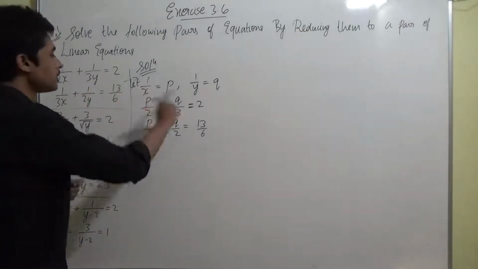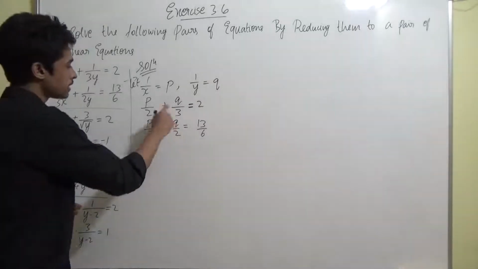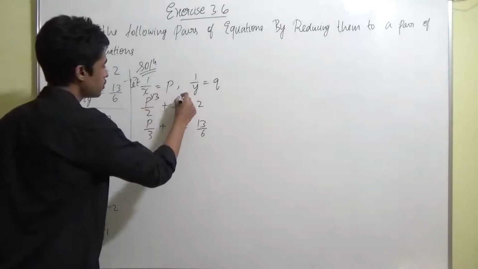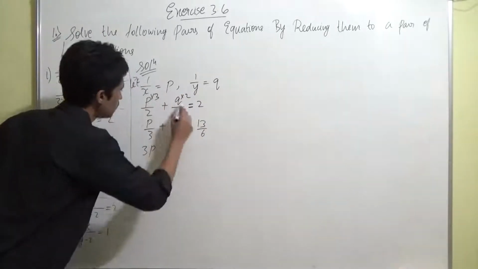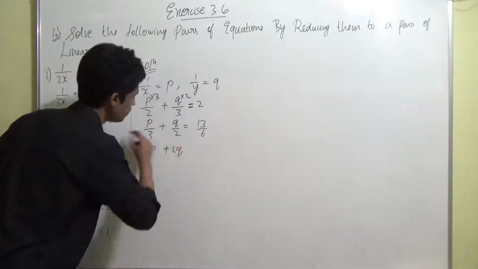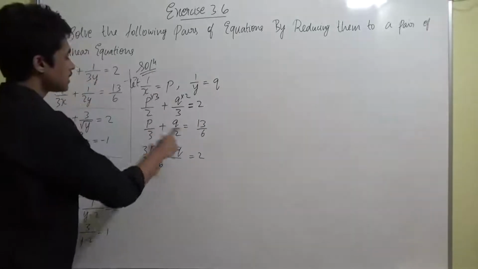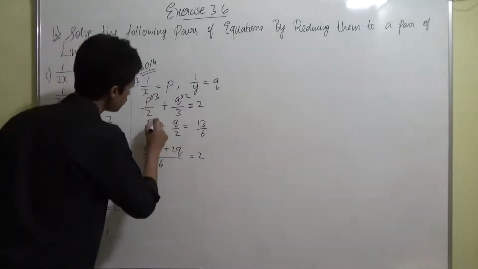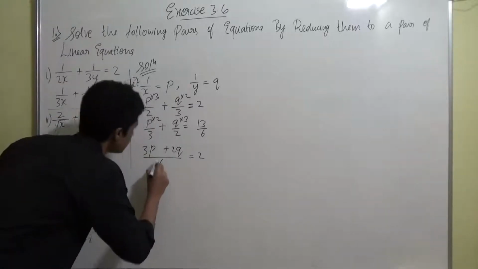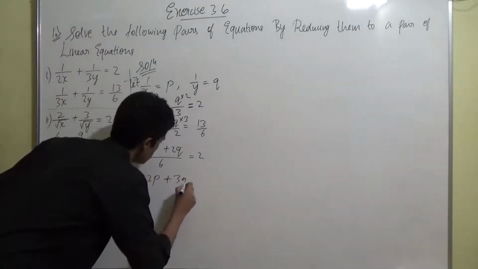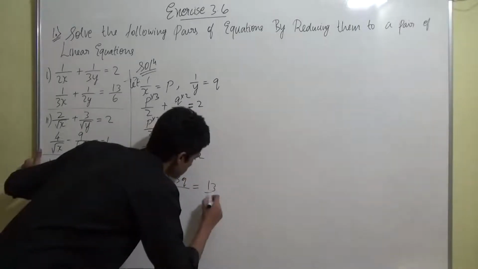Now let's take the LCM and further reduce them. The LCM of 2 and 3 is 6. So p into 3 and q into 2, it becomes 3p plus 2q the whole by 6 equal to 2. Then let's take the LCM for the second one as well. This becomes into 2 and this becomes into 3. So it becomes 2p plus 3q the whole by 6 equal to 13 by 6.